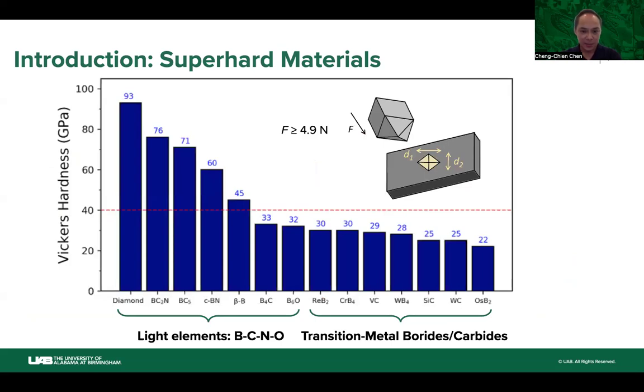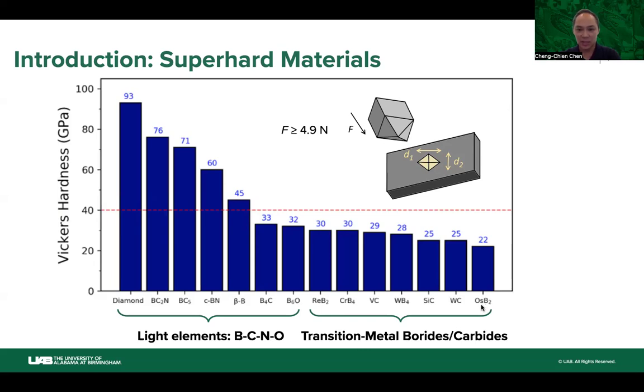Okay, so this chart shows the hardness values for two major classes of materials. The first is based on light elements: boron, carbon, nitrogen, and oxygen. These materials can form short covalent bonds and thereby very strong structures. This includes diamond, cubic boron nitride, and other BCNO materials. Another class of superhard materials is based on transition metal borides or carbides, such as rhenium diboride, osmium diboride, etc.